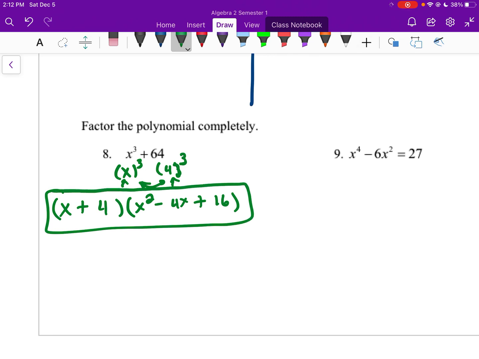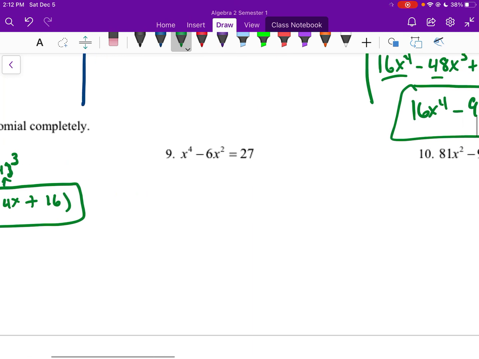So that is factored form for x cubed plus 64. All right, for this one, it's not set up properly, so we have to take x to the fourth minus 6x squared minus 27. If it's set equal to something, that's when we're solving. Let's just worry about factoring here.